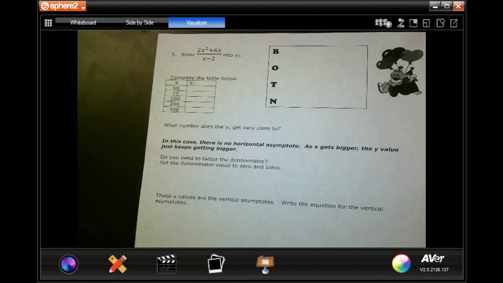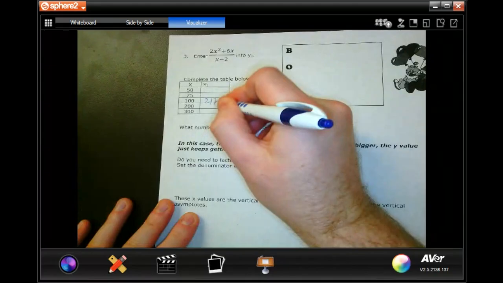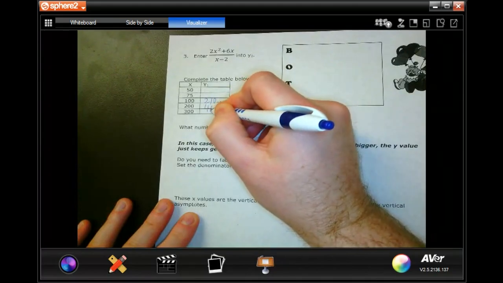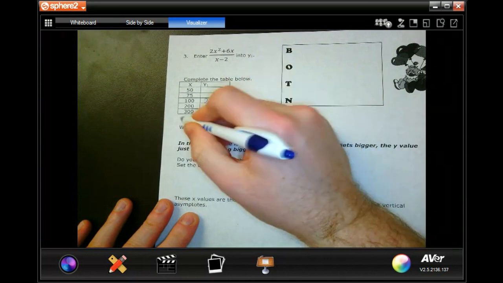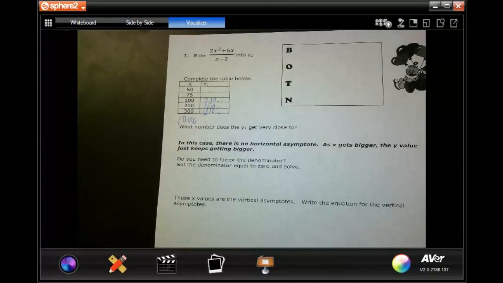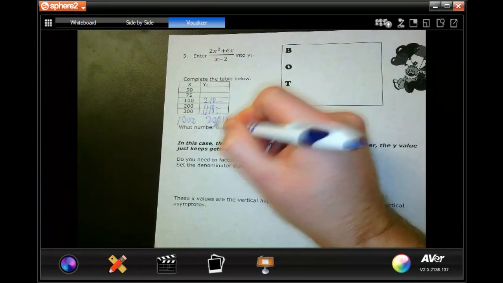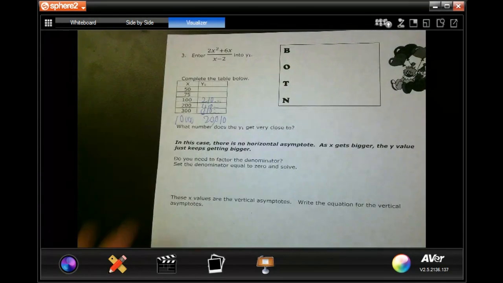BOTN. When you guys completed this table, it went like 210, 410, 610. What do you guys get for 10,000? What happened with 10,000 on the y's here? 20,000, 10? Okay, getting really, really big.